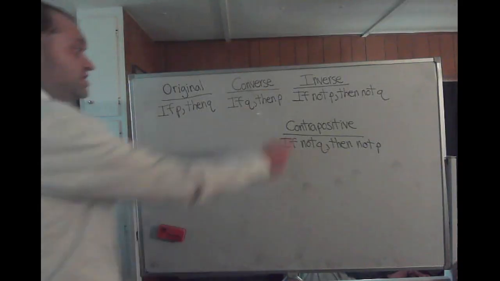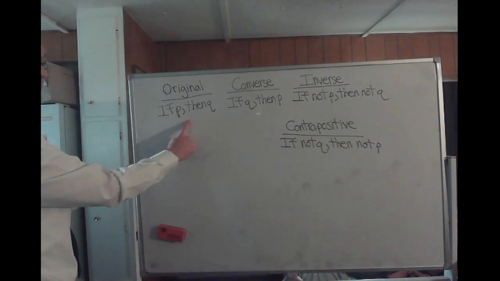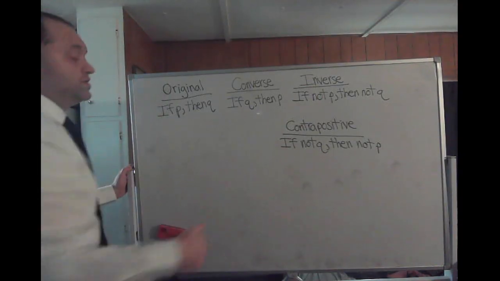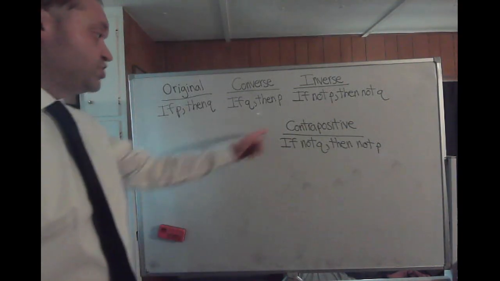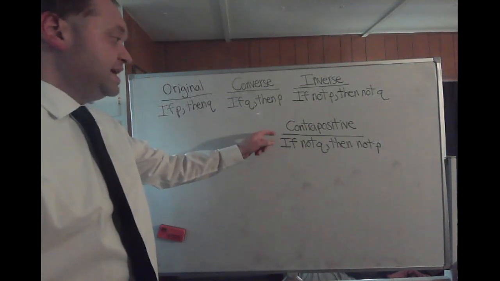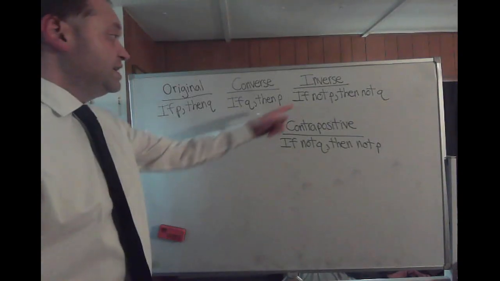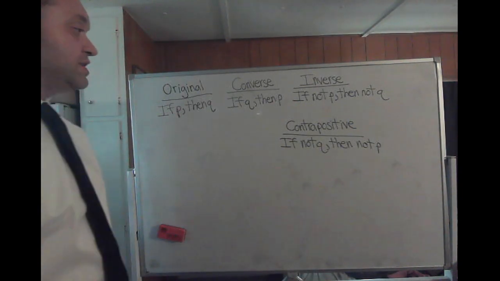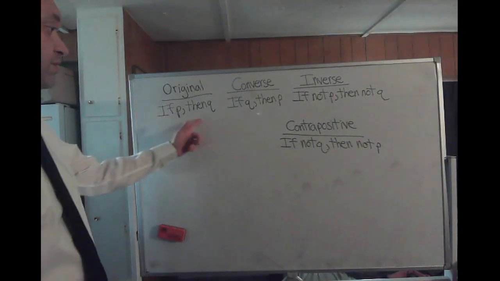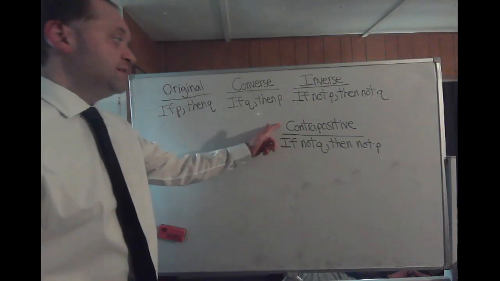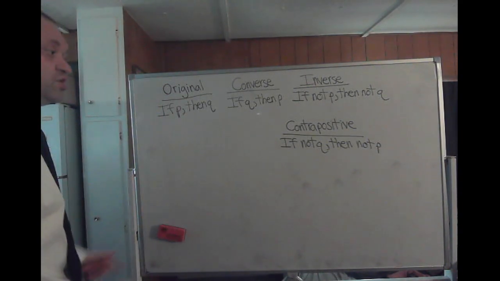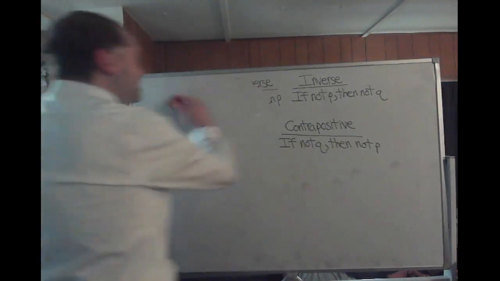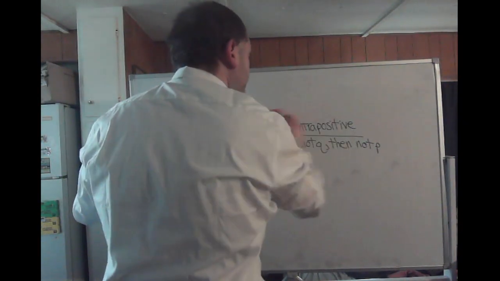So the inverse negates the original the way it is. The contrapositive negates the converse. You could almost think of it as contra, converse, and negates the converse, and then the inverse from the original. So it's also worthy of noting that the original and the contrapositive are logically equivalent to each other. So let's do some examples here of these.